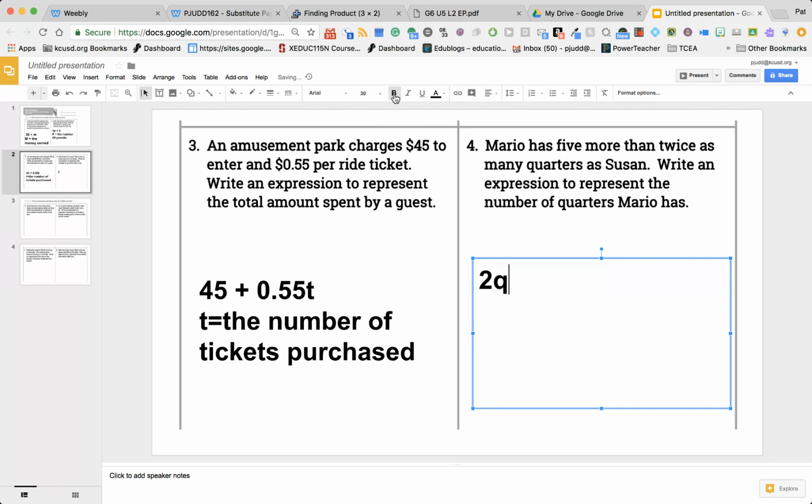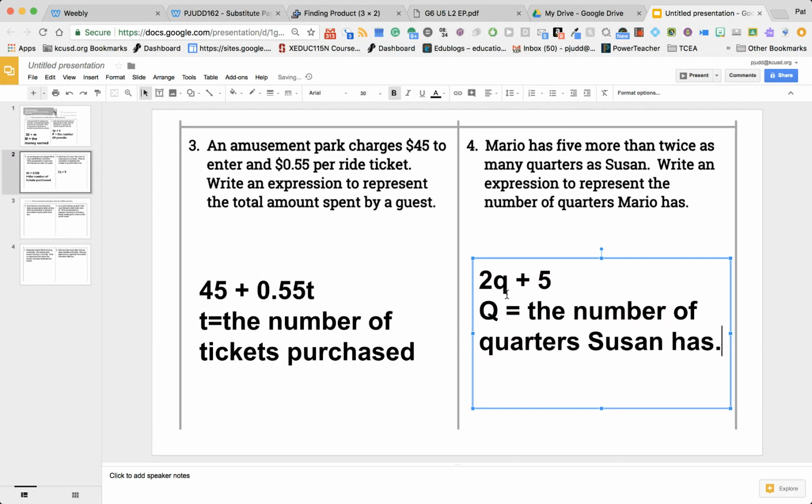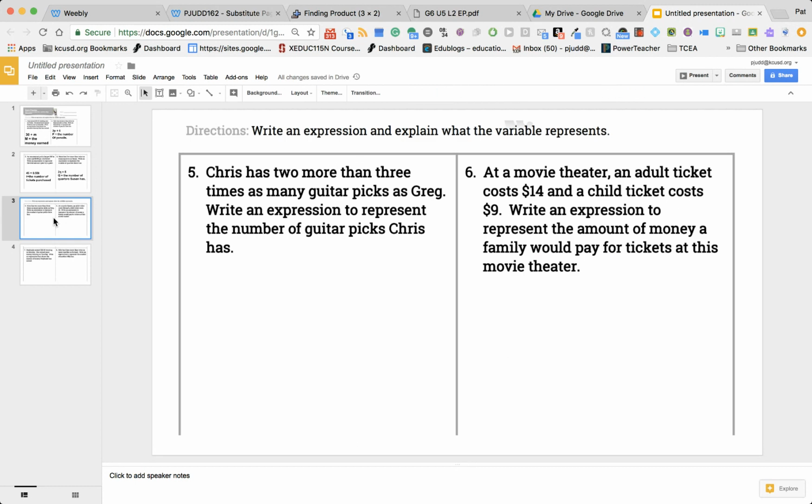So I have 2Q plus, he has 5 more, in addition to 2 times whatever number of quarters that Susan has. And the Q represents the number of quarters Susan has. Okay, nice. You're going to do the same thing with 5 and 6.